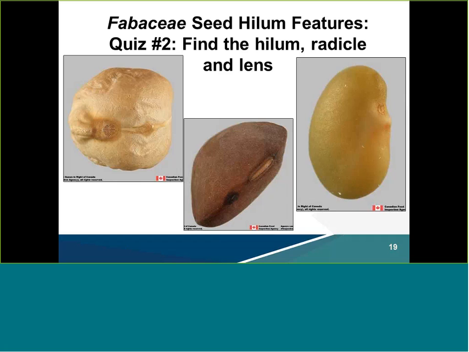Where's the hilum? Where's the lens? Where is the radical? I don't know if you'll be able to see the micropyle, but it'll be really near the hilum. I'm taking a close-up look here and I can't see the micropyle, but definitely I can see where the radicle is and then where the lens is. All right, pretty easy. There's only 3 seeds. Okay, the answer's in 3, 2, 1.